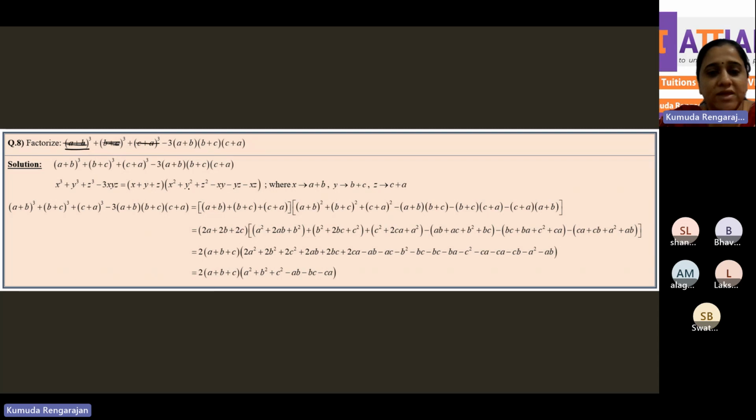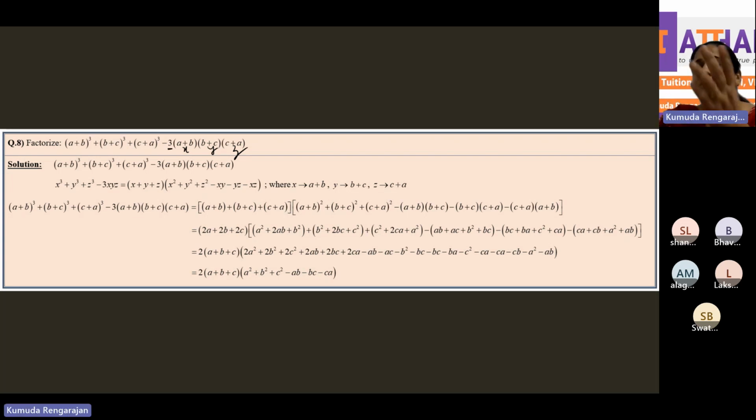So what is x? X is a plus b. What is y? B plus c. And what is z? C plus a. Because you have it here. This is x cubed plus y cubed plus z cubed, correct? So x is a plus b, y is b plus c, and z is c plus a. And then you have 3xyz. So the given expression is of the form x cube plus y cube plus z cube minus 3xyz, where x, y, and z are a plus b, b plus c, and c plus a respectively. So it's already in that form.